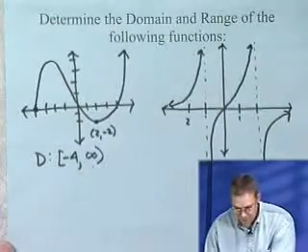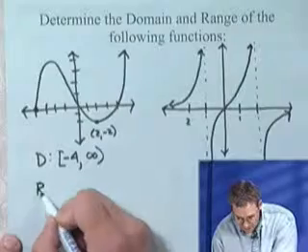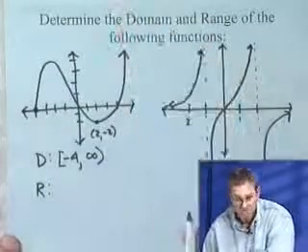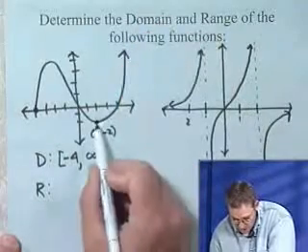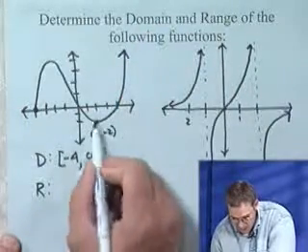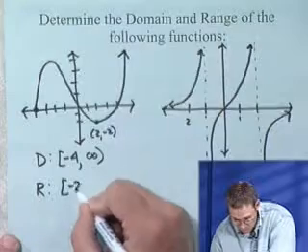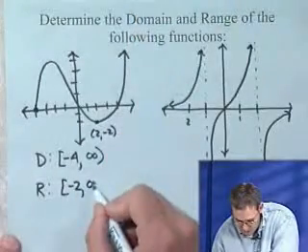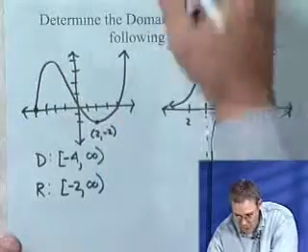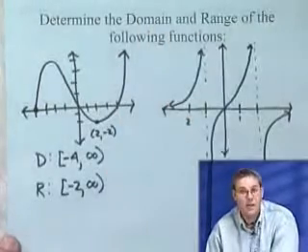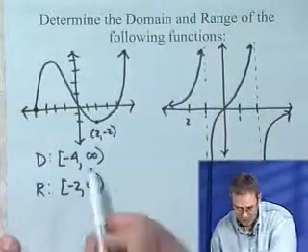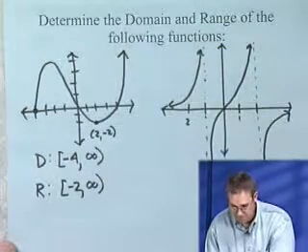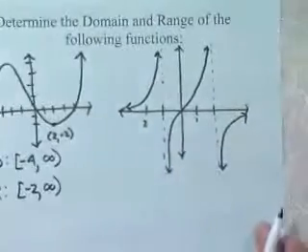Okay? Now the range. To get the range, we want to figure out what's the lowest y value. Well, the lowest y value is here, which is negative 2. And again, the arrow goes on forever, which means that the y value has no bound, or it goes on forever, which tells us that the range is from negative 2 to infinity. Okay? Now let's take a look at this graph.